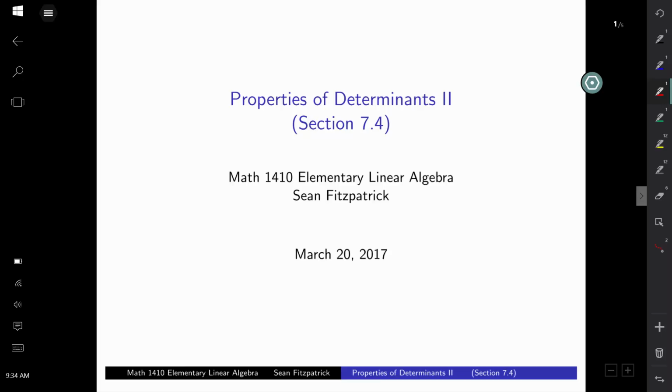Okay, so in the previous video we saw that with determinants, the following product rule holds. The determinant of A times B is equal to the determinant of A times the determinant of B. In this video we want to see some of the consequences of this product rule. What does it get us?